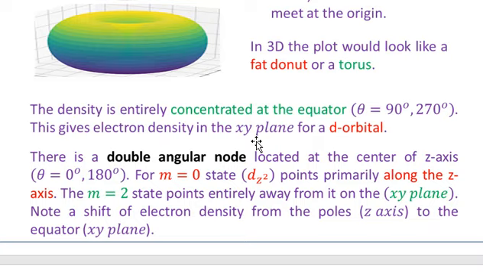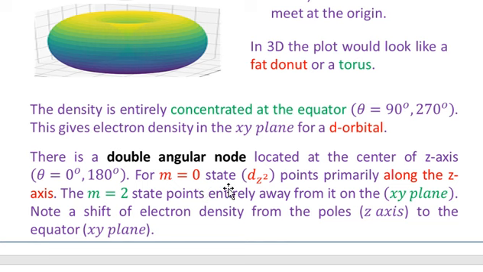This gives the electron density in the xy plane for a d orbital, and these d orbitals are referred to as the dxy orbital or the dx square minus y square orbitals. There is a double angular node. So you see that when n is equal to 2, we have the double angular node located at the center of the z axis at theta equal to 0 degree and theta equal to 180 degree, for m is equal to 0, and these are the two nodes which are coincident with each other.